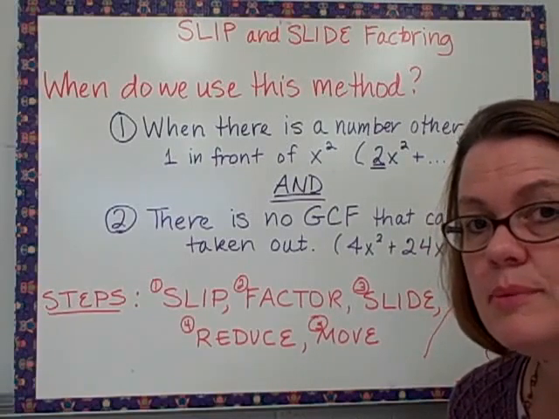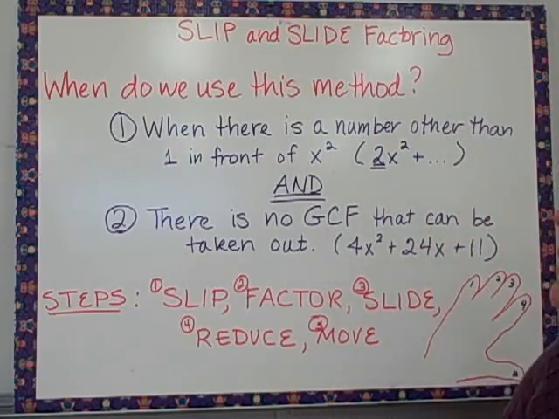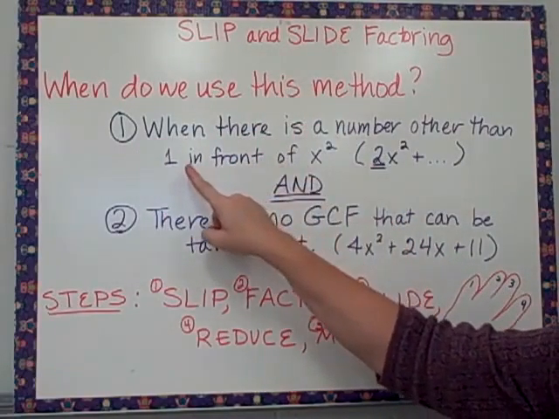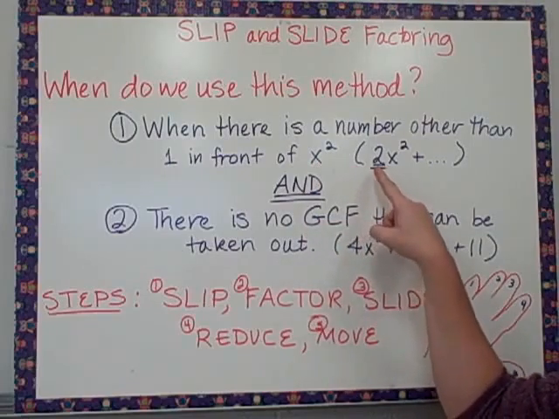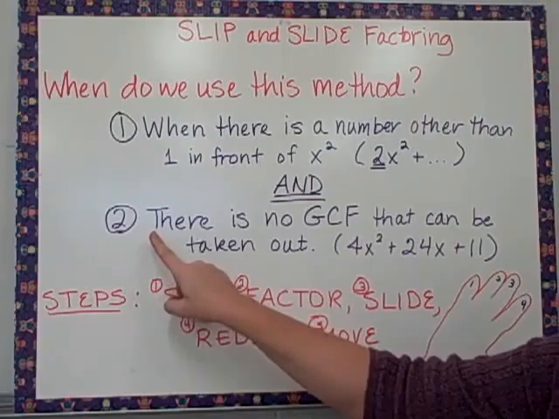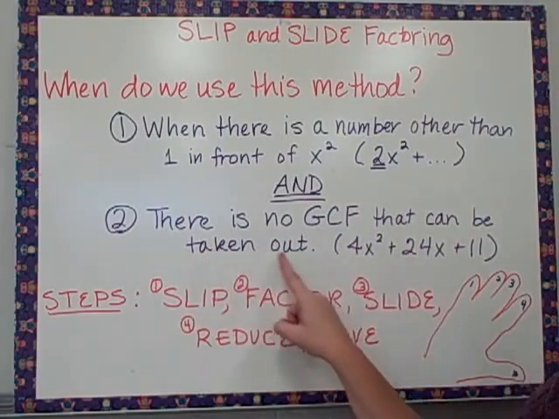This is a video about slip and slide factoring. When do we use the slip and slide method? Well, first, when there is a number other than 1 in front of our x squared. 2x squared might be a possibility. And when there is no greatest common factor that can be taken out.